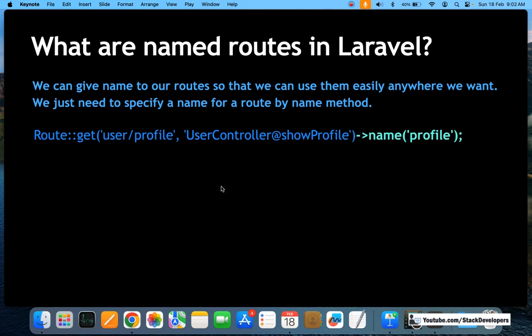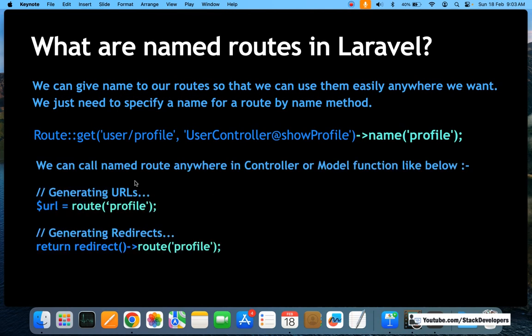See, here this is the user profile, this is the profile route of the user, and here we have simply named it profile. So we can use this profile anywhere in a controller and model, and can use this route. We are just required to give its name. Let's see how we can call it anywhere. See, we can call a named route anywhere, like I have explained, anywhere in a controller or model function like below.